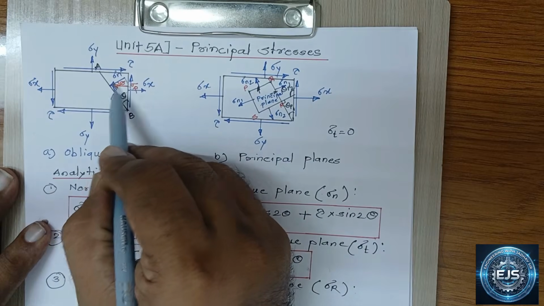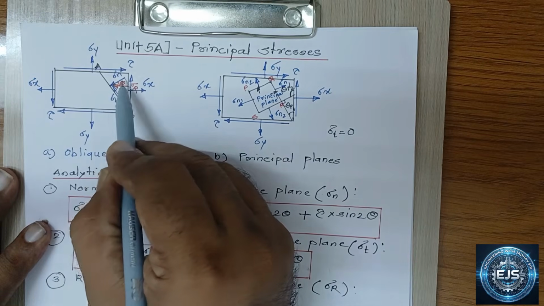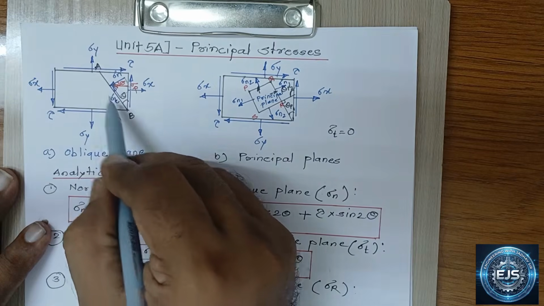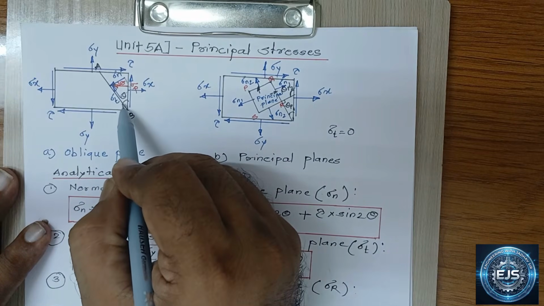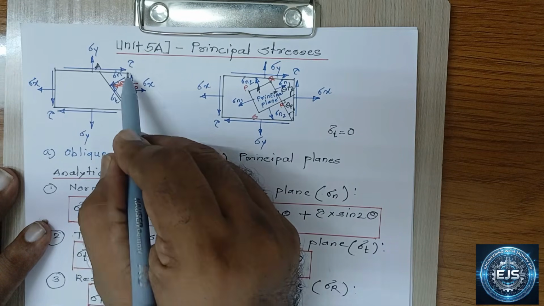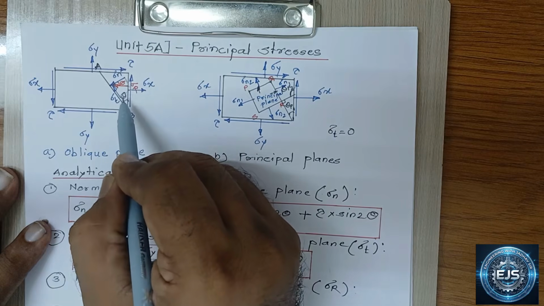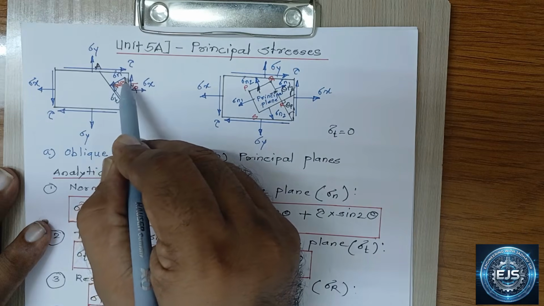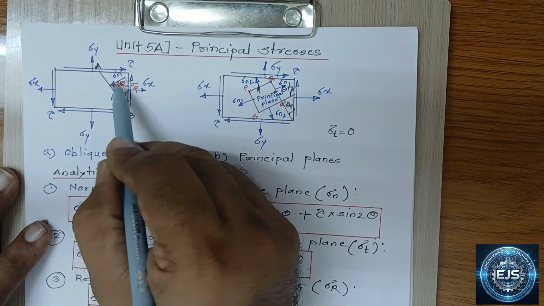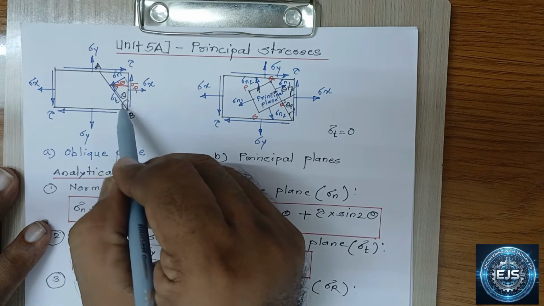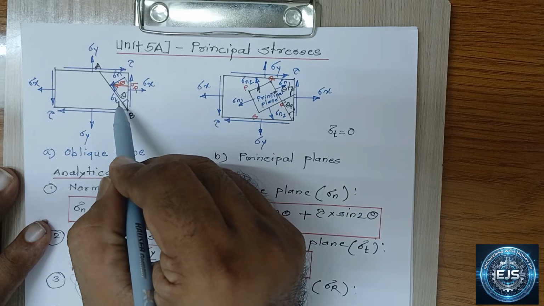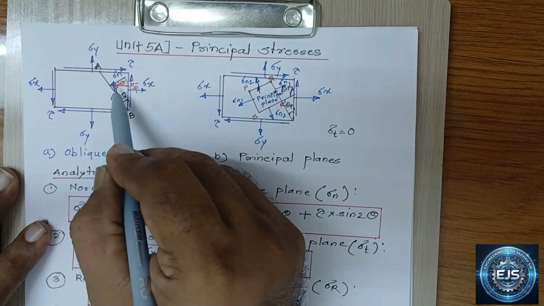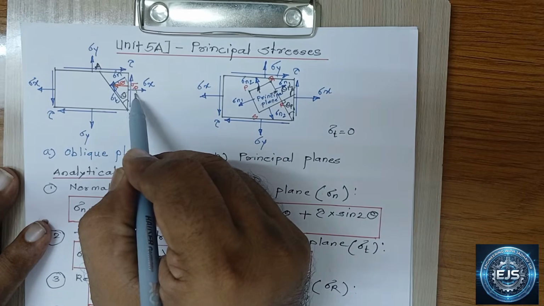One is normal stress, that is sigma n, which acts in a direction perpendicular to the oblique plane. Here oblique plane is AB and this oblique plane is inclined at an angle theta with the vertical plane. So इस oblique plane पे दो stress act होते हैं। एक है sigma n, that is normal stress, which acts in a direction perpendicular to the oblique plane, और दूसरा है tangential stress, which acts along the oblique plane. So tangential stress is sigma t और sigma n और sigma t का resultant है sigma r.